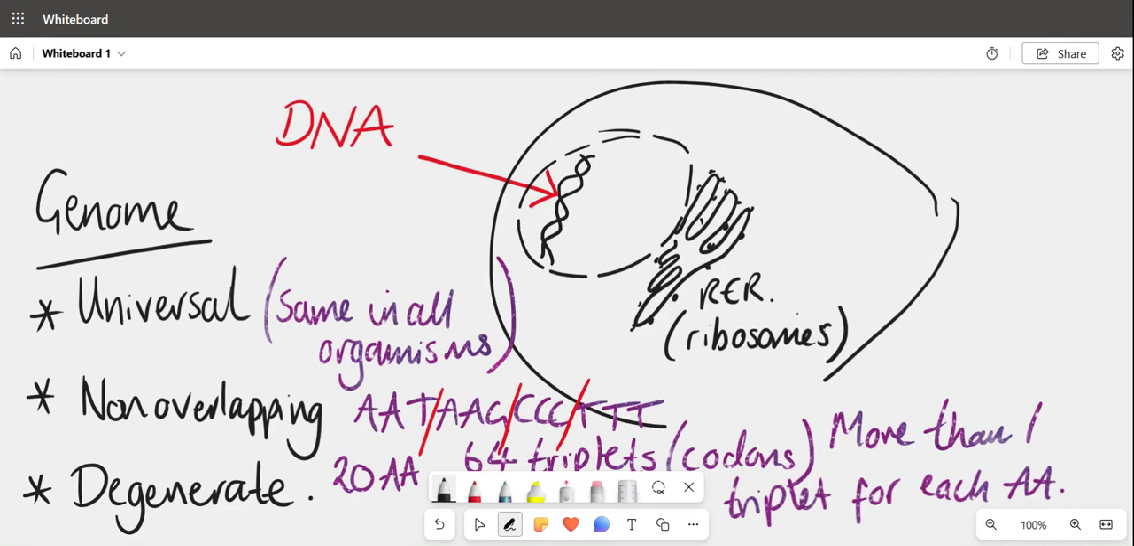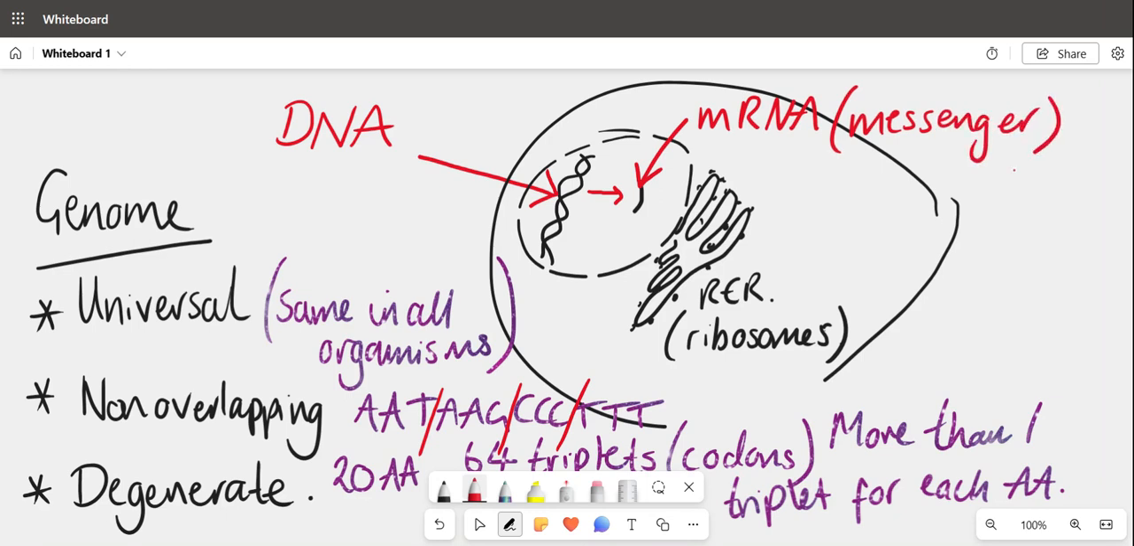Okay, now we need this genetic information to come out to here, but there's no way that we're going to bring out the whole of the DNA, the whole of your genome. So instead what we do is we just make a copy of a small section of your DNA. In fact, a small copy of just one gene. And we call that molecule mRNA. And the M in mRNA stands for messenger. So it's messenger RNA. And that copy is just of one gene.